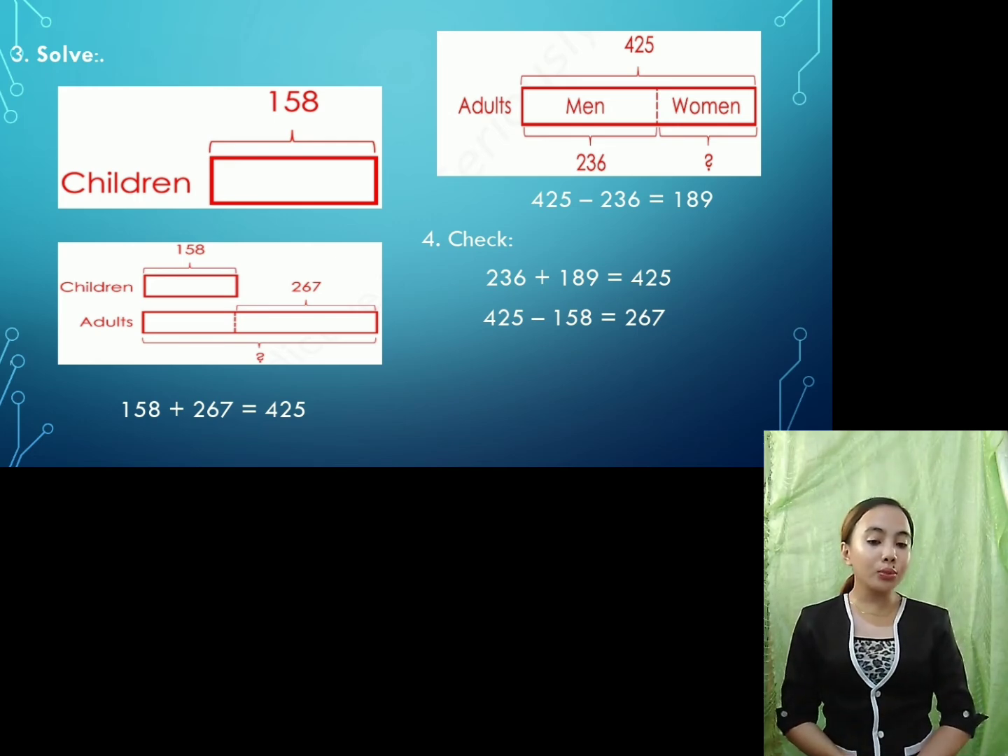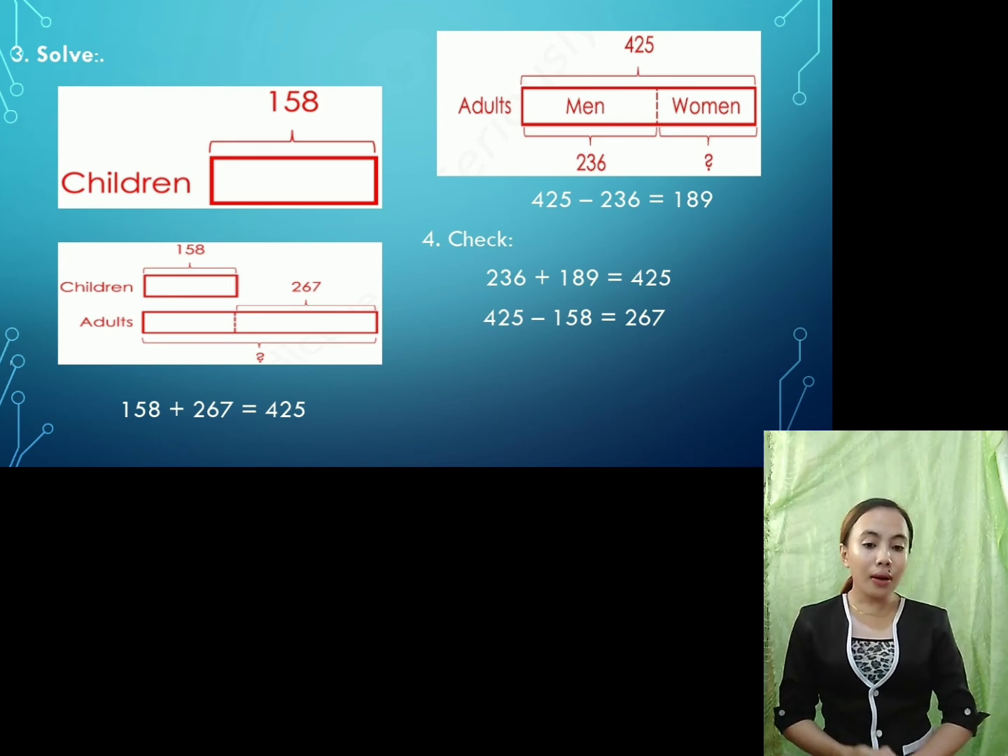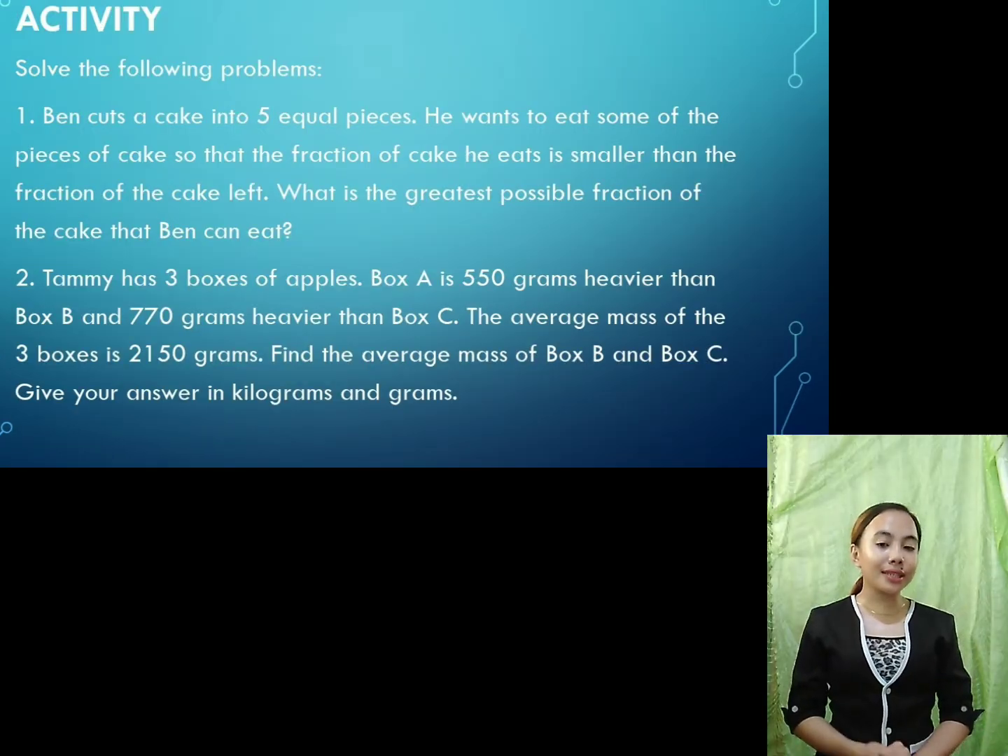Fourth, we need to check if our answer is correct or not. How many adults were there? We have 236 plus 189 equals 425. Were there 267 more adults than children? We have 425 minus 158 equals 267. So the answer is correct. That's the end of my discussion.